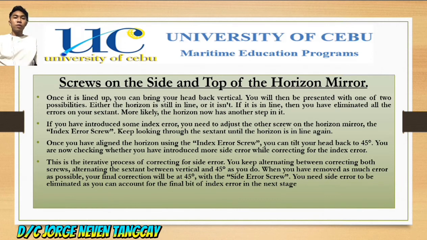This is the iterative correction technique for side error. You alternate between adjusting both screws while moving the sextant between vertical and 45 degrees. When you have eliminated as much error as possible, use the side error screw to make your final 45 degrees fix. Side error must be removed, as you can account for the final bit of index error in the next stage.